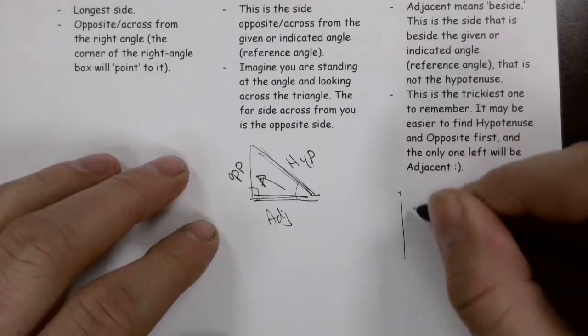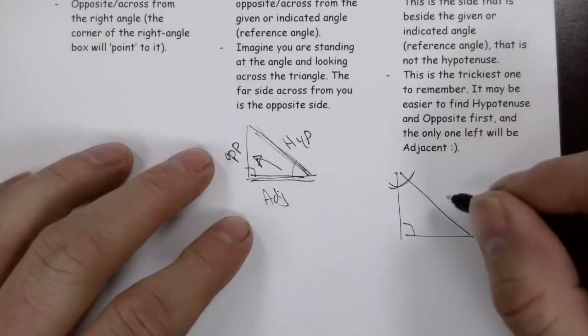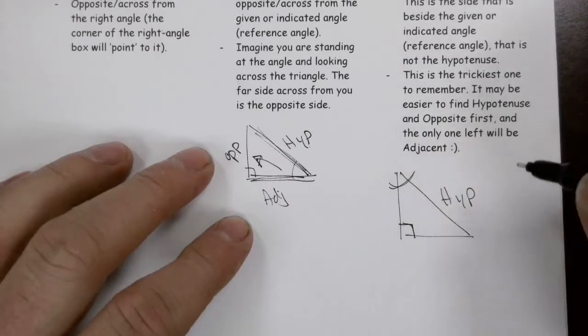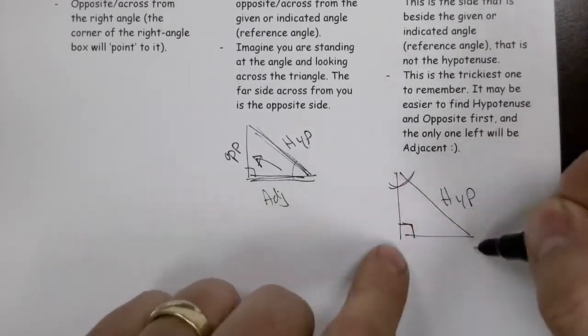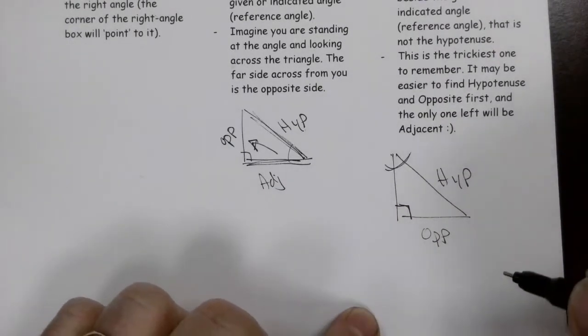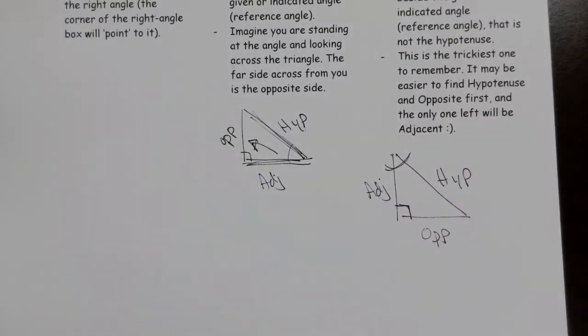So again, if I drew this out here, let's say our reference angle was this one up here. Again, this is still the hypotenuse because it's opposite the 90 degrees. But in this case now, if this is the angle, and these are the two sides that make it up, this one down here is now the opposite, and this one right here is now going to be the adjacent.